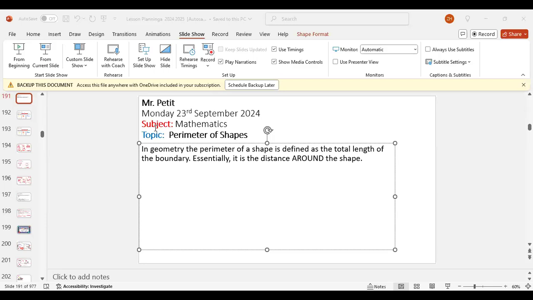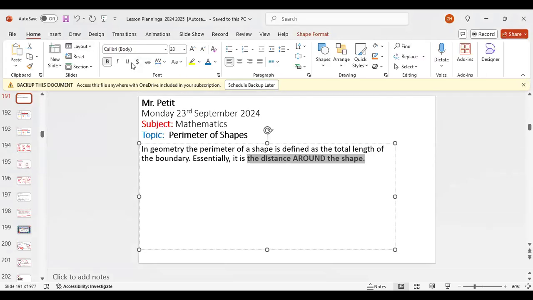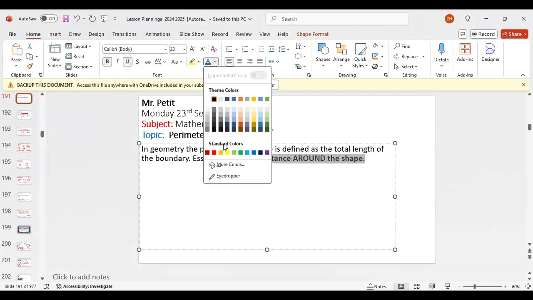Very good. So the area deals with the space inside of the shape, right? How much space does this 2D object take? The space it occupies. But perimeter just deals with the distance around it. So that's very important. We say that it is the distance around an object. The distance around. Very important.